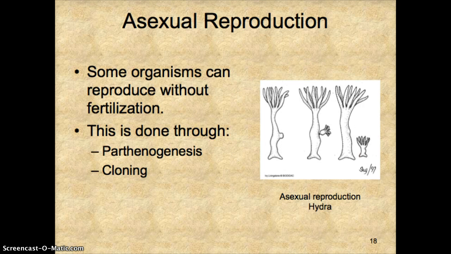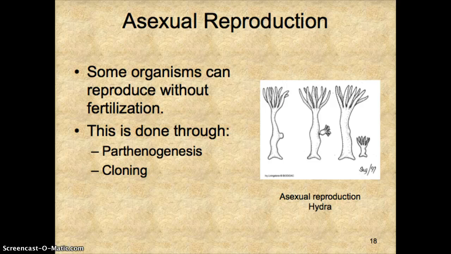The last thing I want to cover is asexual reproduction. That's the production of identical copies of the parent. You have parthenogenesis and cloning. Parthenogenesis is where the female will lay an egg that hatches into a new baby without there ever being any fertilization. The offspring are genetically identical to the female, and this usually happens when there are no males present.